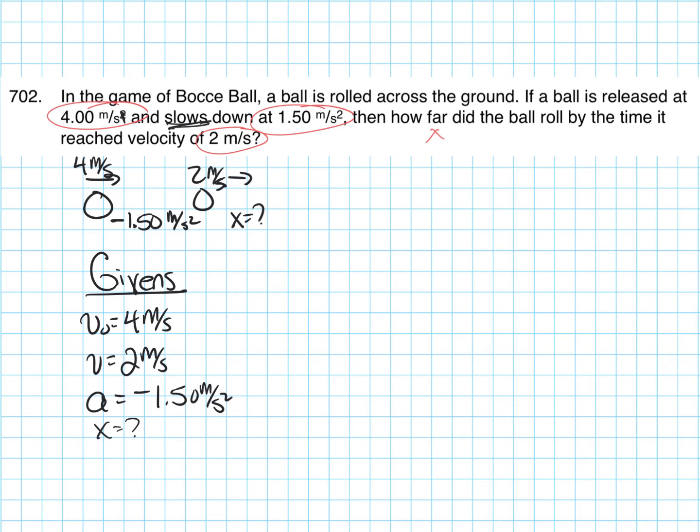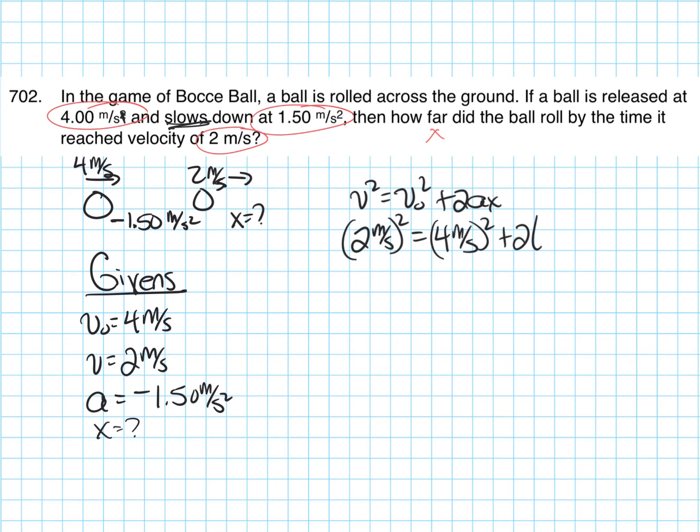So the relationship I'm going to be using is, oops, we got a better v: v squared equals v naught squared plus 2ax. And I'm looking for x. So let me throw in my numbers. My final velocity is going to be 2 meters per second, squared. That's equal to my initial velocity, which is 4 meters per second, squared, plus 2 times, remember, it's slowing down, so it's going to be a negative acceleration, negative 1.50 meters per second squared, times x.